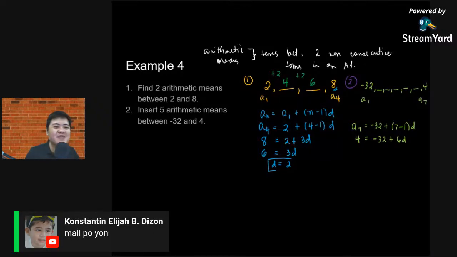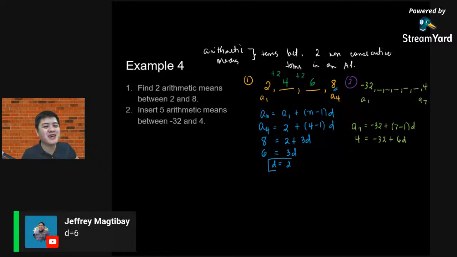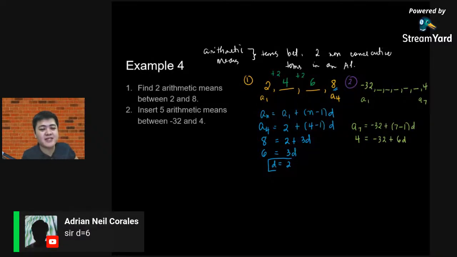Mali po yun. d equals 6. Mali daw po yan. Sabi ni Cons, mali daw. Sabi ni Sir Jeff, d is equal to 6. Okay, tama kaya si Sir Jeff. Sabi ni Thea, 6 daw. Sabi ni Adrian, 6 daw. So let's see if it's 6.